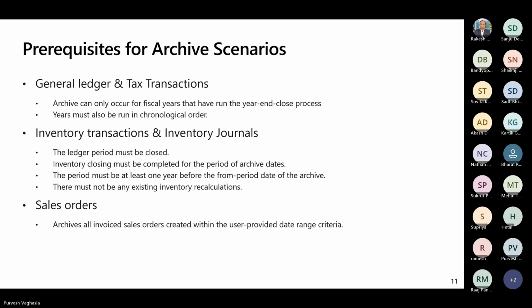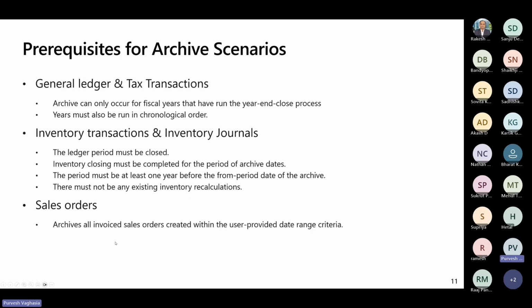Definitely the fiscal year, that calendar year, needs to be closed. On top of that, your inventory closing also needs to be completed. So that is another criteria. Of course, once the inventory closing has been done, that has posted the financial transactions over there, right? Another criteria is that there should not be any inventory recalculation job in executing state when you run the inventory archive scenario.